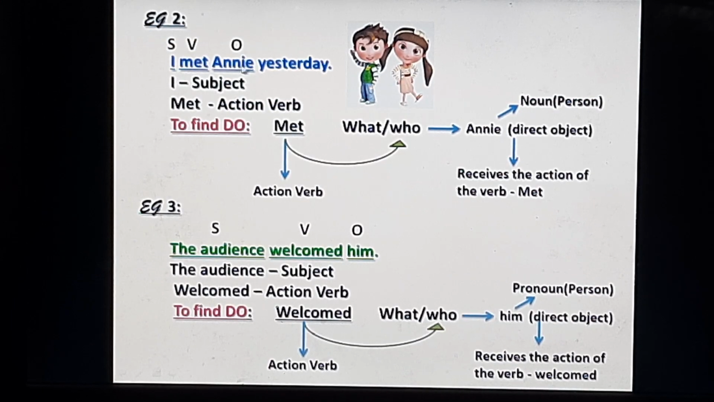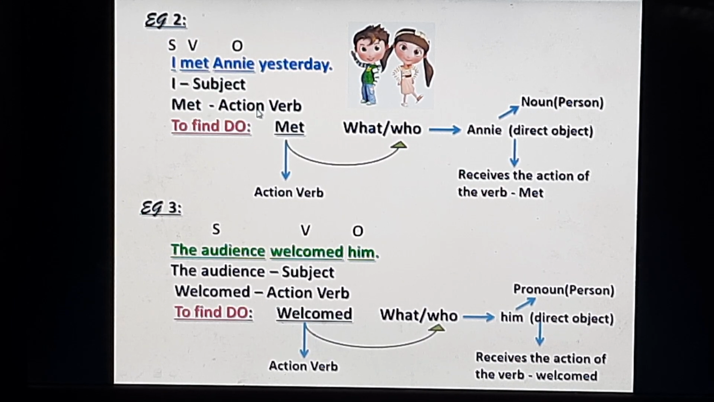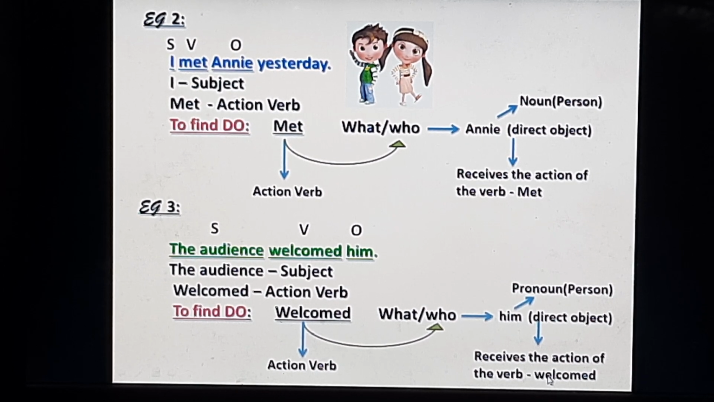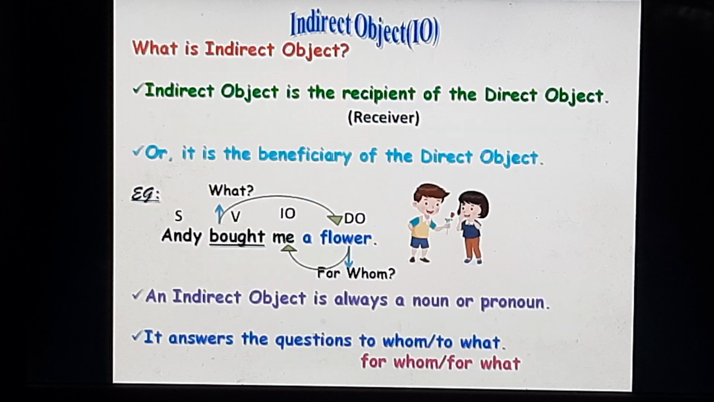In the sentence, I met Annie yesterday. I is the subject, met is the action verb, met who? Met Annie. It's the direct object. It's a noun, it's a person, and receives the action of the verb met. The audience welcomed him. The audience is the subject, welcomed is the action verb, welcomed whom? Him, direct object. It's a pronoun and it's a person, and receives the action of the verb welcomed.